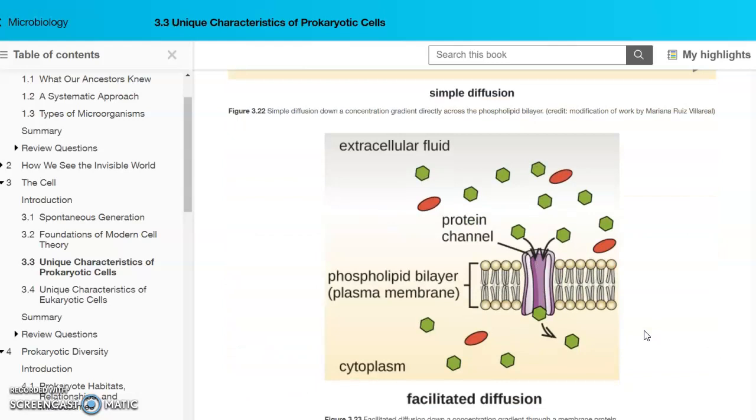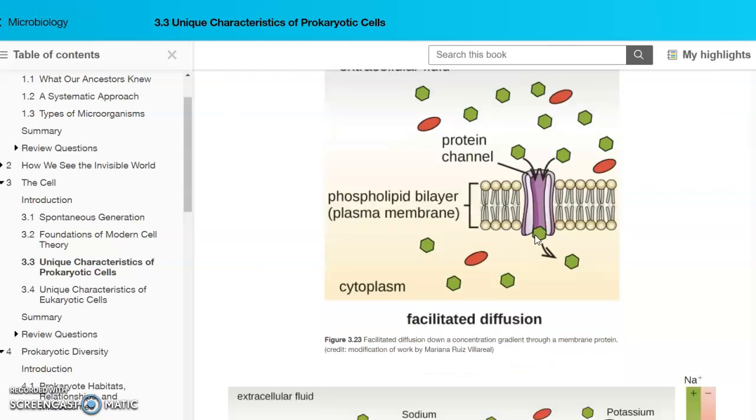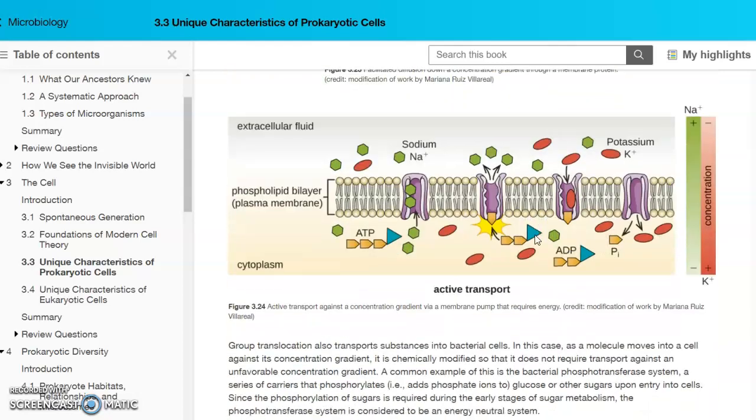In facilitated diffusion, we need a little helper. We need this helper protein, this protein channel that is going to help move substances in. They're still going to go down their concentration gradient. Still no energy has to be expended by the cell. Just need this little protein channel to allow that to happen. The materials can't diffuse right through those phospholipids themselves, so we just have a little tube here that allows them to travel in.